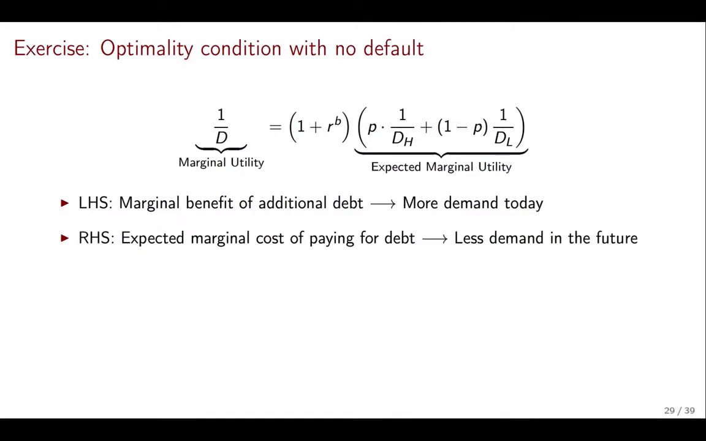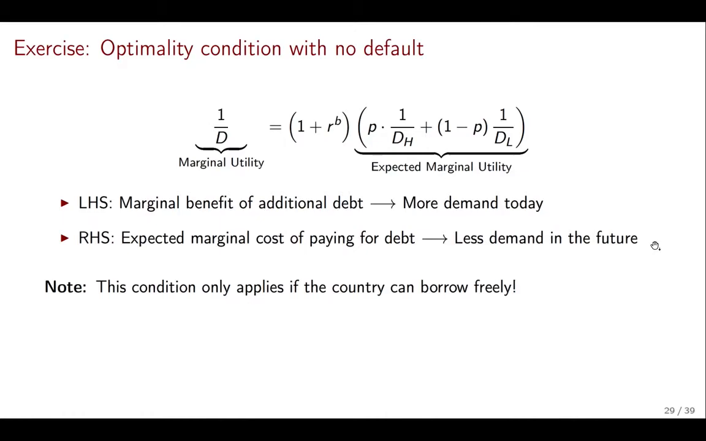The consumer doesn't know which future it's going to face, and so when it's thinking about how to repay for debt, it has to think that with probability P, it's going to repay for debt when output is high. And in that case, it's going to have high demand, D_H. With probability 1 minus P, it's going to have to repay for that debt when output is low, D_L. This 1 plus R is how many additional units of income the consumer has to pay. And this is how much those additional units of income the consumer has to pay are going to cost it in terms of utility.